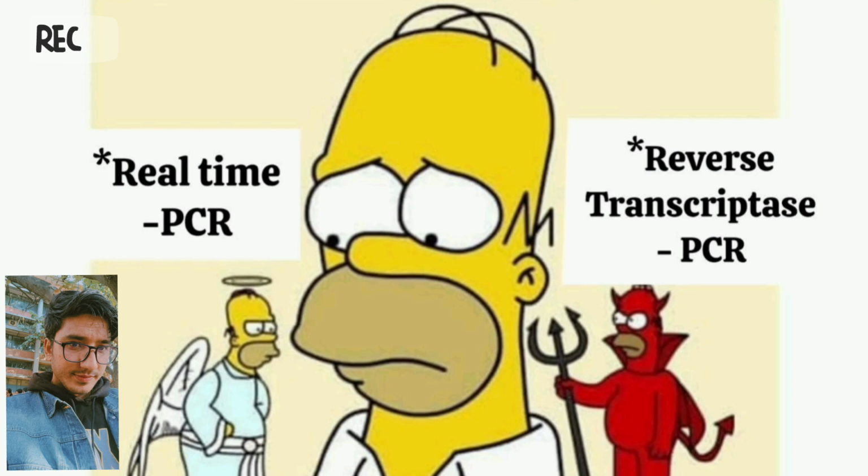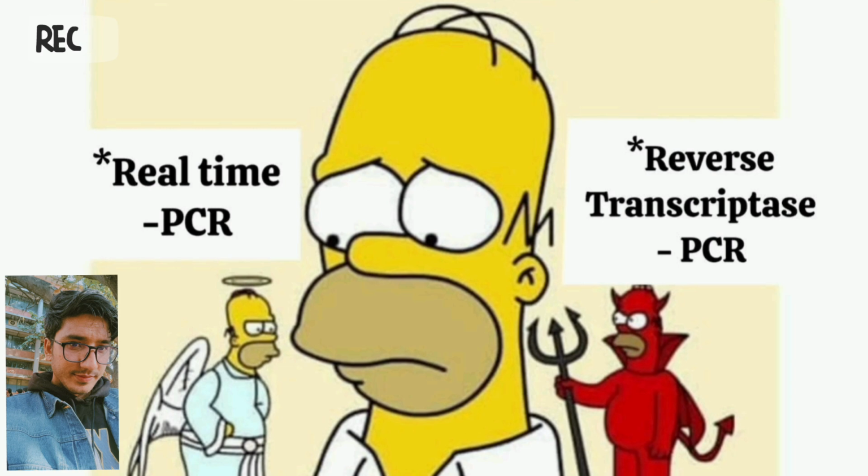Let's talk about the data analysis. In real-time PCR, we generally measure the cycle threshold, which we call CT, to determine the initial DNA concentration. And in reverse transcriptase PCR, we generally measure the cycle threshold CT to determine the initial RNA concentration, and additional analysis involves accounting for reverse transcription efficiency as well.